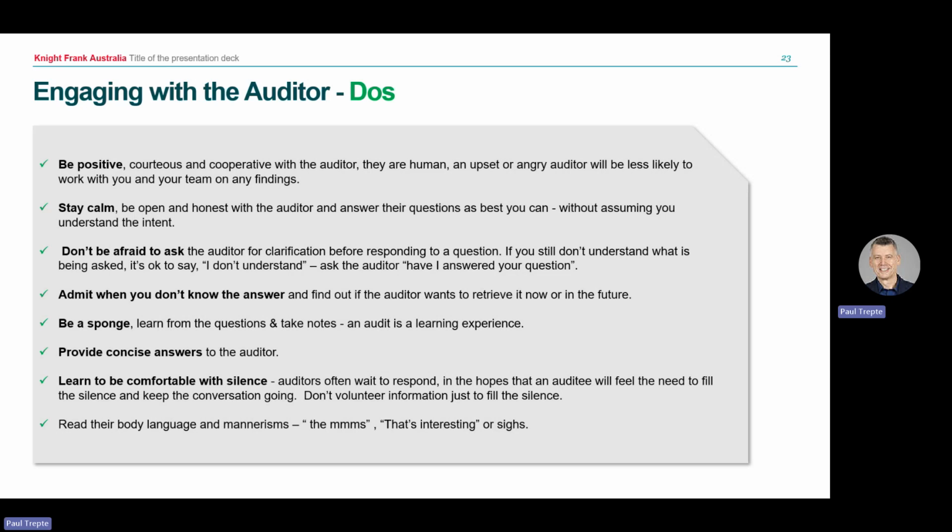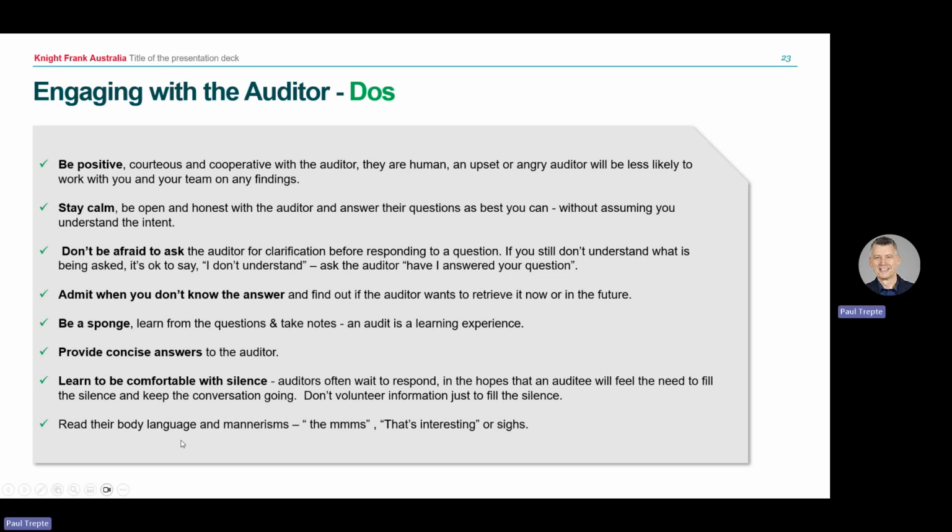Provide concise answers to the auditor. Don't go off into lots of stories and scenarios. Keep your answers short and to the point. And learn to be comfortable with silence. Auditors often wait for people to respond in the hopes that an auditee will feel the need to fill the silence and keep the conversation going. And quite often, auditees volunteer information they didn't want to reveal in the silence. One of the things I used to do as an auditor is use silence quite a lot, and some of the good auditors will do that.